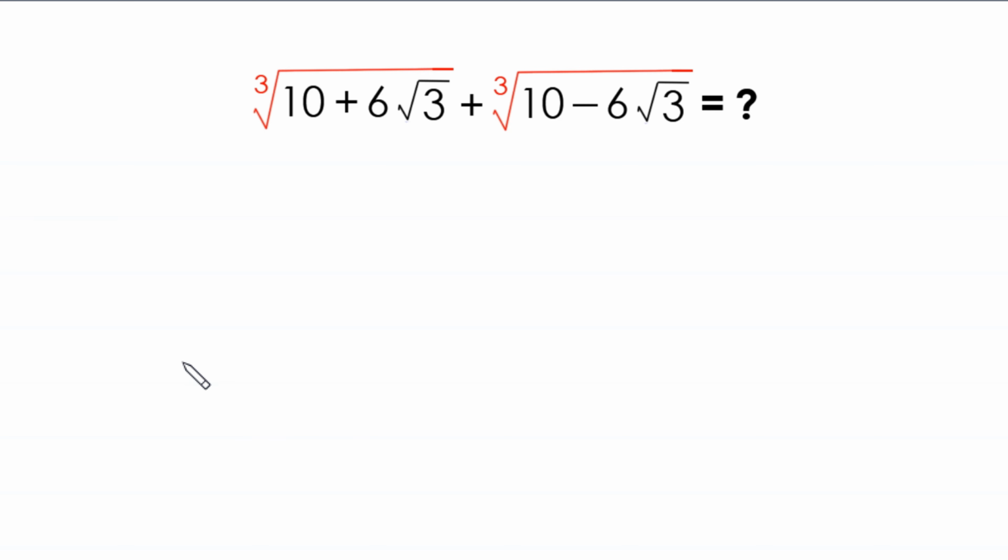Hello everyone, you are welcome to how to find the sum of these two cube roots: cube root of 10 plus 6 times root 3 plus cube root of 10 minus 6 times root 3.